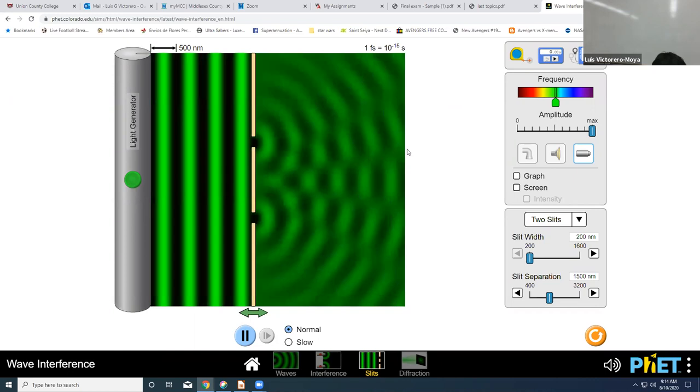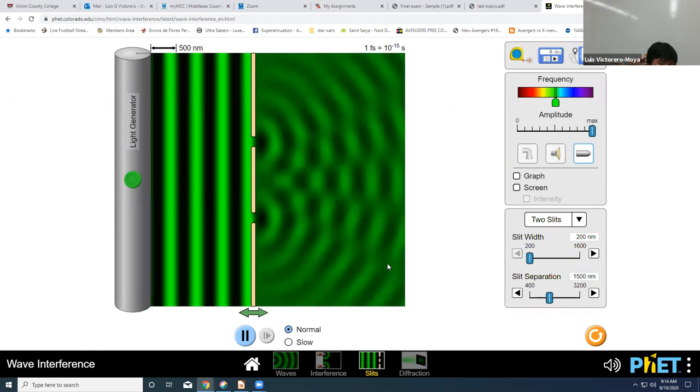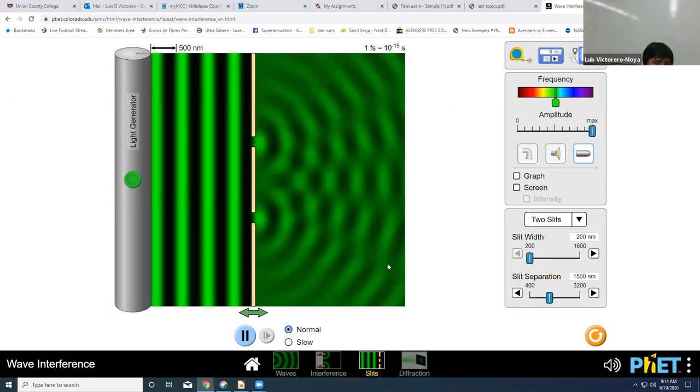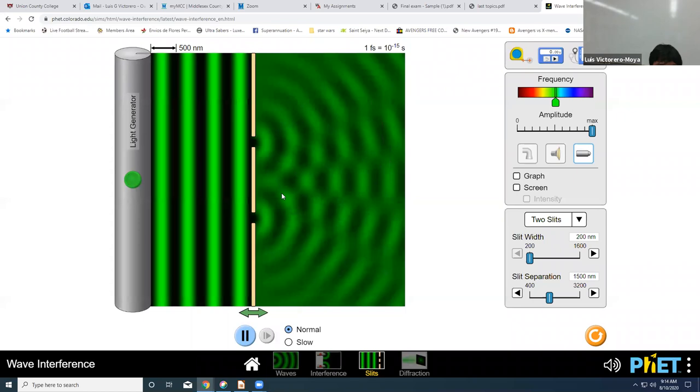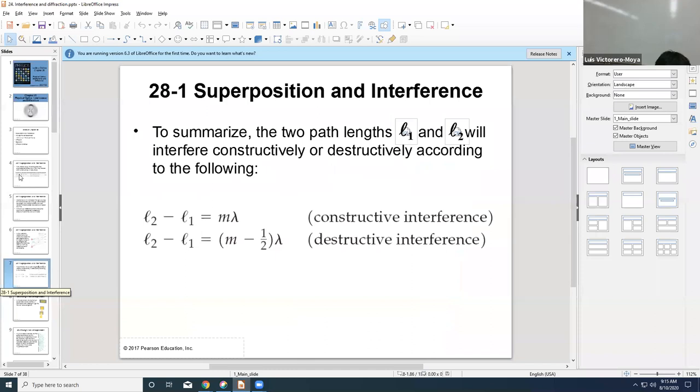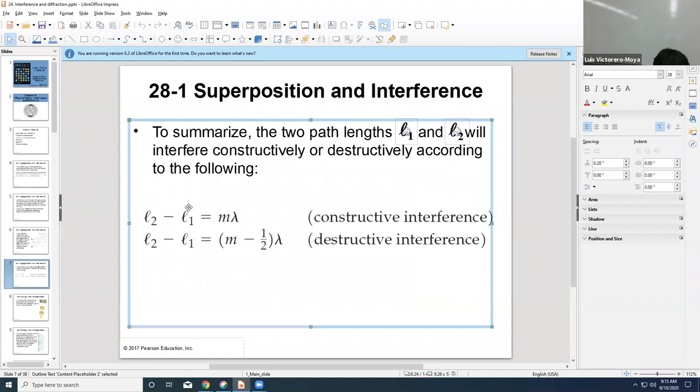Why does that happen? It happens because the waves interfere. They can have a constructive interference or a destructive interference. When do we know if they have constructive or destructive? That's basically the same principle as we had in mechanical waves. So it depends on the wavelength of light and on the path difference.